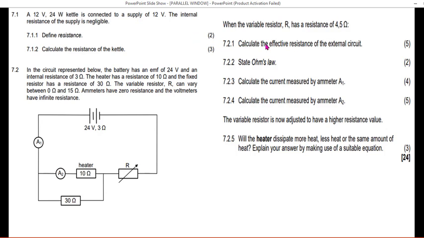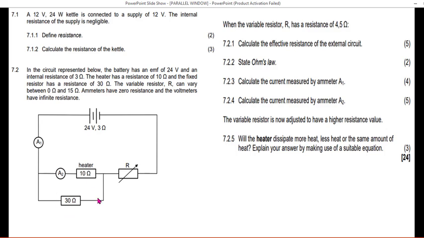calculate the effective resistance of the external circuit. Now, when I say effective resistance, it is the same as saying the total external resistance. Effective means the total or the sum or the working resistance of the circuit. So what we are going to do here is to find the total resistance of this circuit. And what we see here is what?